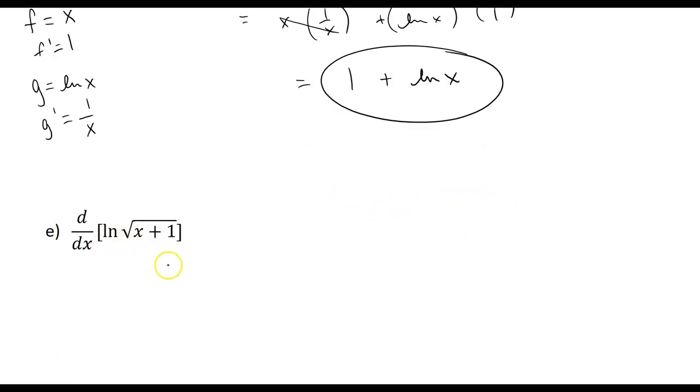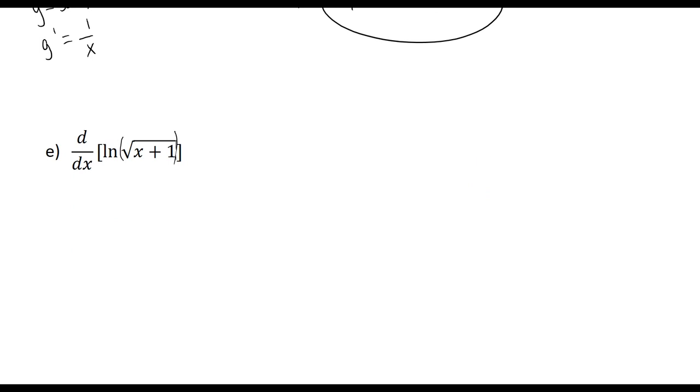This one you may think you have a product rule because you have a natural log and you have a square root. But the thing about this is the natural log doesn't have a meaning unless you plug something into it. So you really want to think of this as the natural log of the square root of x plus 1. And there's actually 2 different ways that you could go about this. So I'm going to show you both of them.